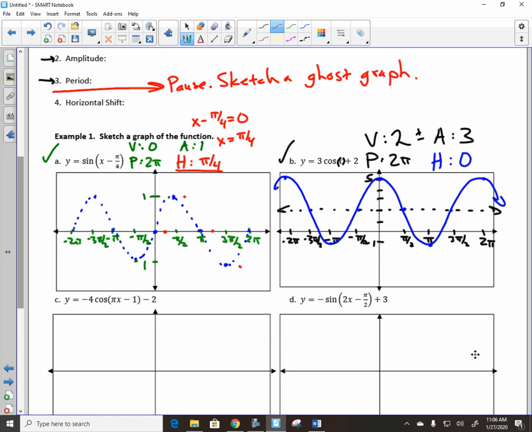As I move them over half of a tick mark, it gives me the better set of points to use. And hopefully the red graph looks like a really good translation of the blue graph. Just translated pi over 4 units to the right. In fact, if I grab onto this red graph and just slide it on back, you can see how perfectly it overlaps with the other one.